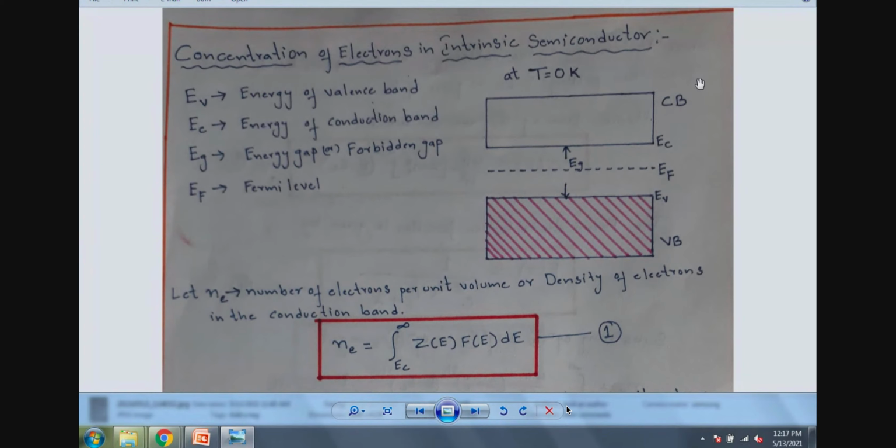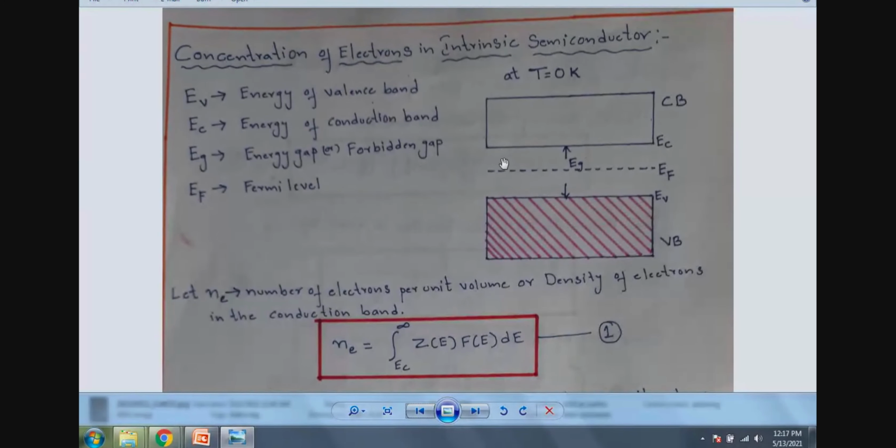Please, all of you, the first one, put the heading: estimation of carrier concentration in intrinsic semiconductor. In that, let us find the concentration of electrons in intrinsic semiconductor. Is it visible to all of you? Yes, sir. Okay, please copy. First, put the heading: concentration of electrons in intrinsic semiconductor. Now, please let me explain here.